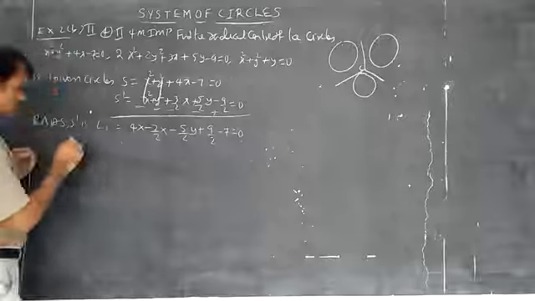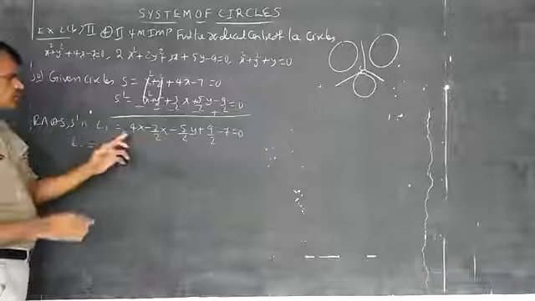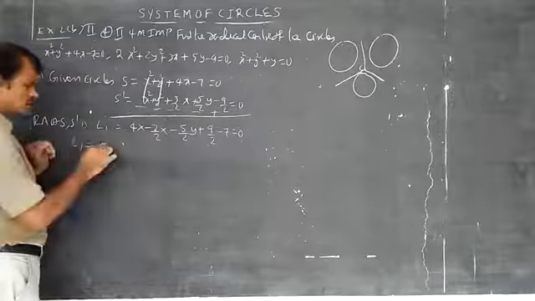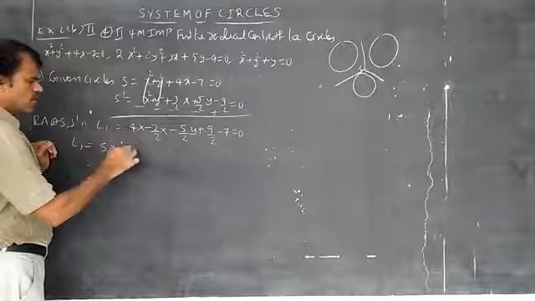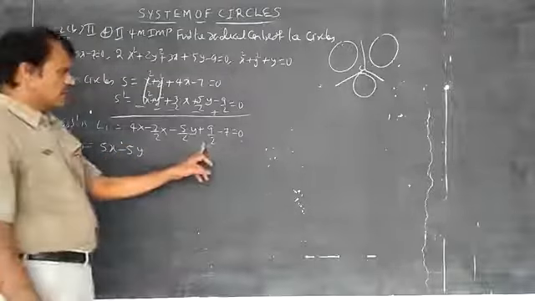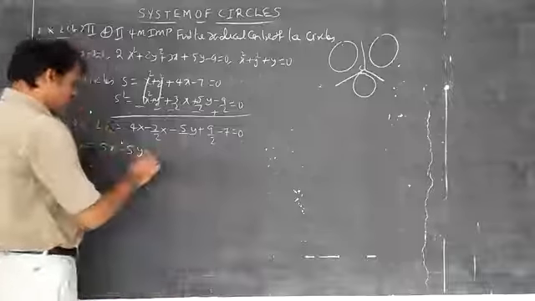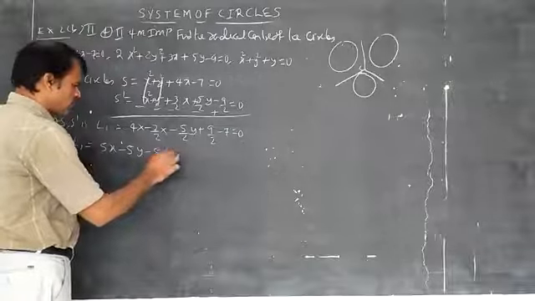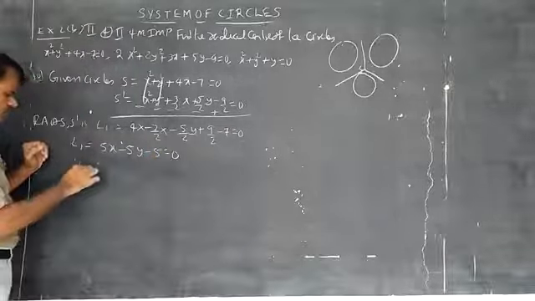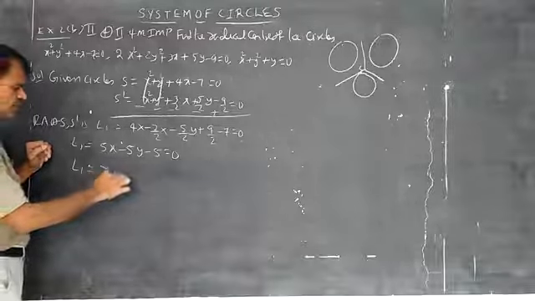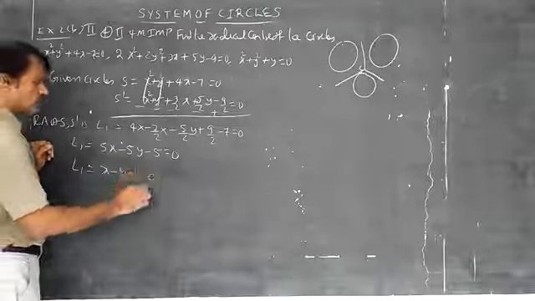By taking LCM, we can get 8 minus 3, this is 5x, and this is 5y, plus this is 9 minus 14, it becomes minus 5 equal to 0. So L1 equals, dividing by 5, we get x minus y minus 1 equal to 0.